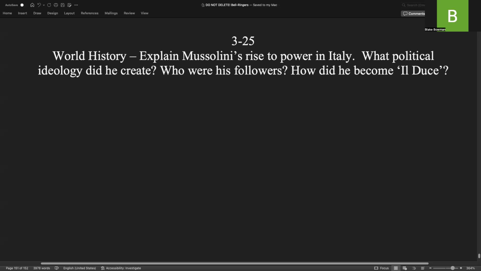His people turn on him, they string him up behind a car and drag him through the streets of Milan and hang him up by his feet and mutilate his body along with his wife. So this doesn't end too good for him. Do not look at pictures of that, okay? Anyway, we'll get there. All right, so there's Mussolini in a nutshell.